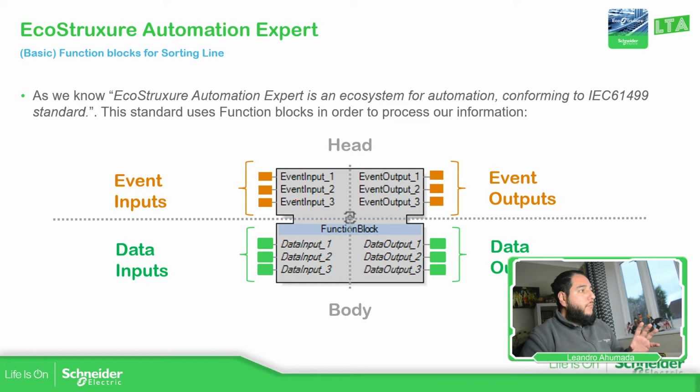So let's start with this generic function block, just to identify what we have. We have the head and we have the body of this function block. In the top side, on the orange part, we have what we call events, and we have input events and output events. On the bottom part, we have the data, which has data inputs and data outputs.